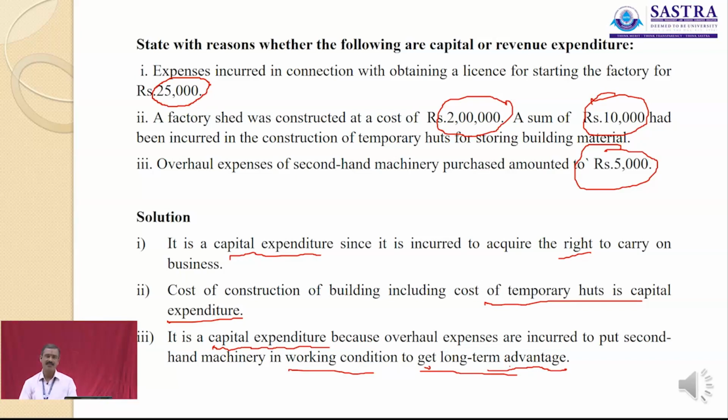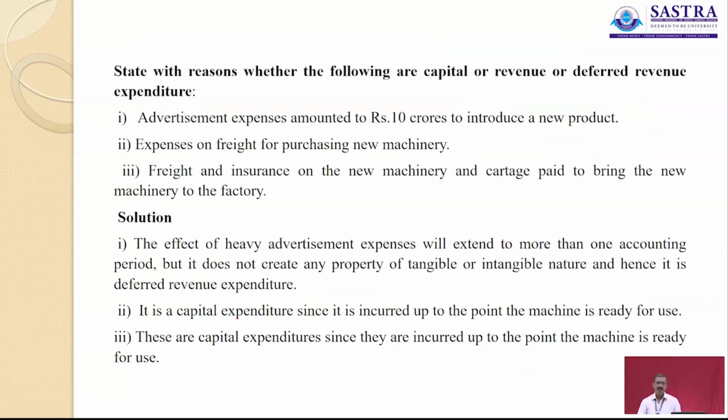This is the first exercise, where we have seen which items are to be treated, identified and analyzed with reasons as capital and revenue expenditure. Let us go to the second illustration. State with reasons whether the following are capital, revenue or deferred revenue expenditure. See here, advertisement expenses amounted to rupees 10 crores to introduce a new product. Let us discuss and analyze it.